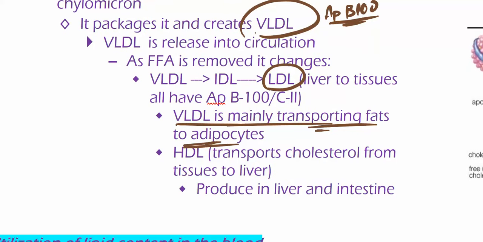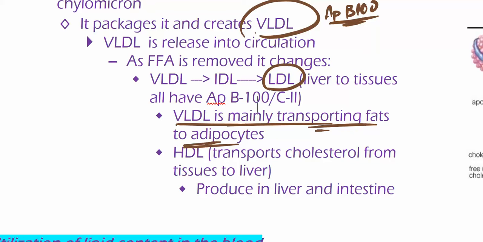Now, we also have the HDL, right? The HDL is going to be transporting cholesterol, right, from the tissues to the liver. So it's like VLDL, IDL, LDL from liver to tissues, then from tissues to the liver, we're using HDL.